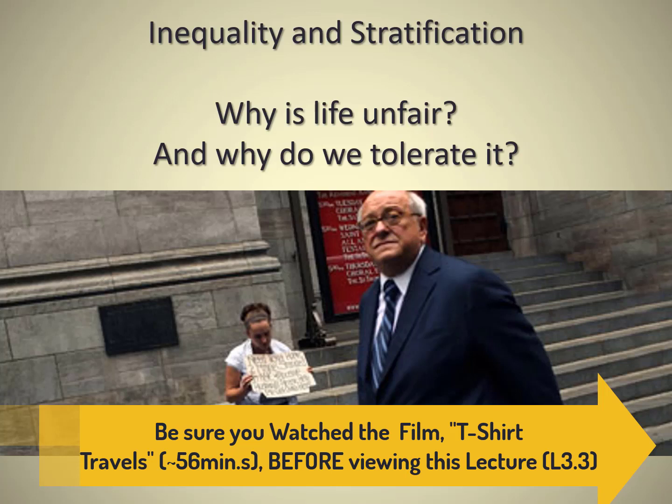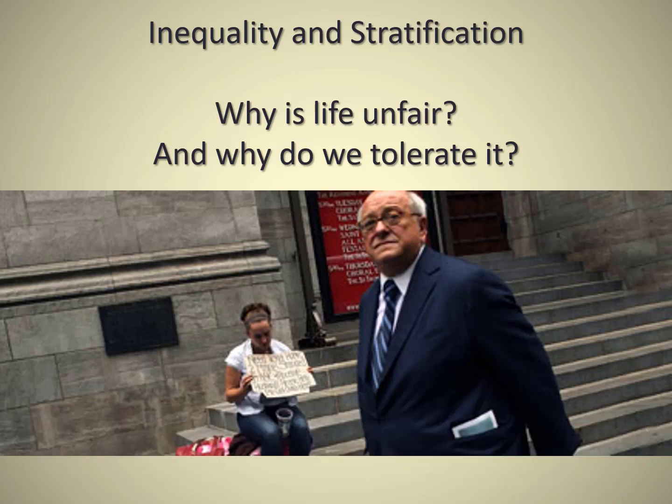Hi. So this lecture is a wrap-up on the topic we've been discussing: inequality, social stratification, and poverty. Why is life unfair, and why do we tolerate so much of it, especially when there are so many more people like this girl in the picture rather than this suit? A small handful of people in the U.S. and globally control the majority of the wealth and wield the majority of influence over public policies that affect all of us. Why does the underprivileged majority tolerate it? Why doesn't it provoke more revolt, even conflict?